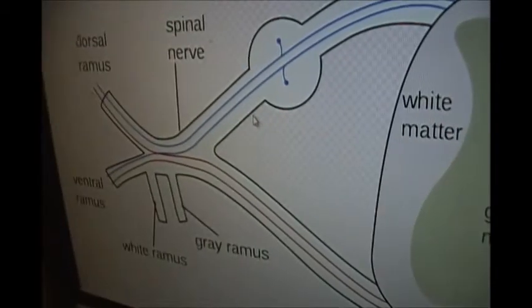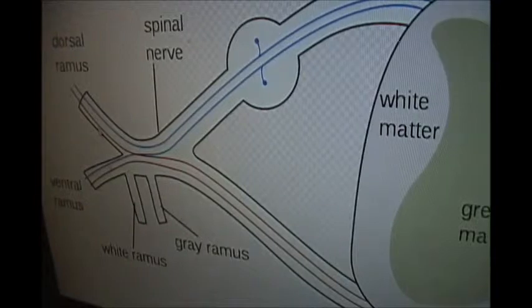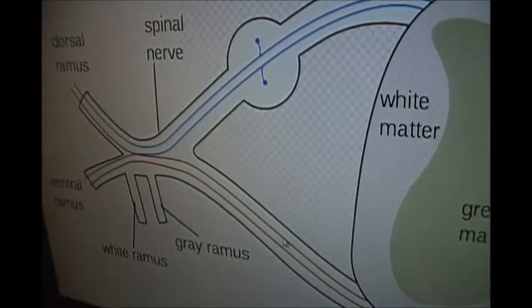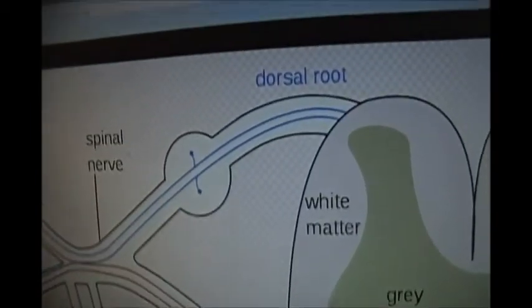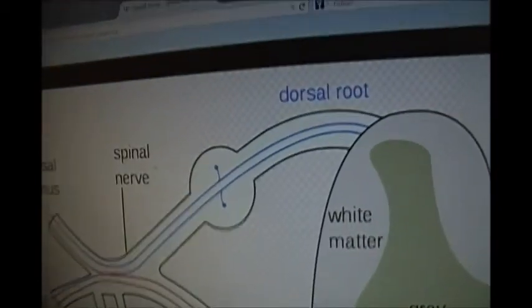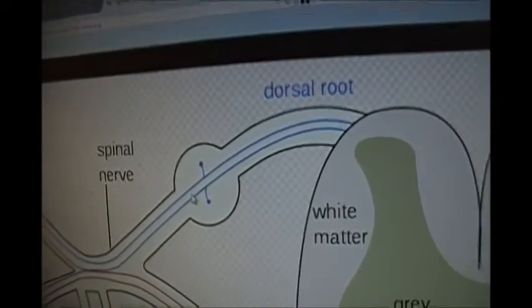Entering into the spinal cord are the nerves, the anterior and the posterior spinal nerves. They both have sensory and motor fibers, but this one over here, the anterior one, contains only the motor fibers, and the sensory or the dorsal root contains the sensory fibers.